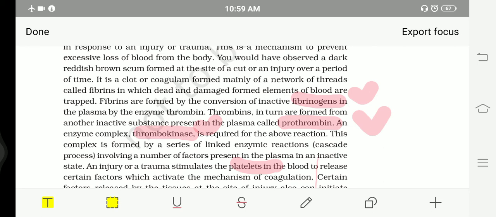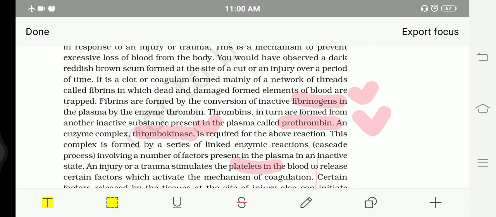Next, the third step: the thrombin converts the inactive, soluble form of fibrinogen into the active, insoluble form of fibrin. The fibrins are thread-like or network-like. They entangle the blood cells and form a clot to stop the bleeding. Such a process is called the blood clotting process.